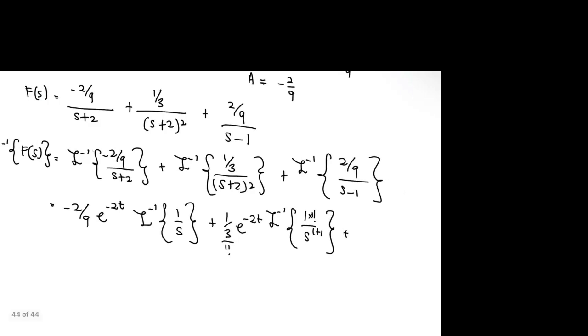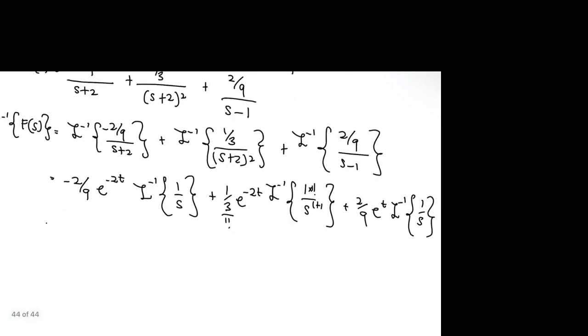Then for here you have 2 over 9. S minus 1 is exponent t, inverse of 1 over S also. Okay. So we have minus 2 over 9, exponent minus 2t, 1 over S is 1. Plus 1 over 3, exponent minus 2t, 1 over S square is t, t to the power of 1. Plus 2 over 9, exponent t.